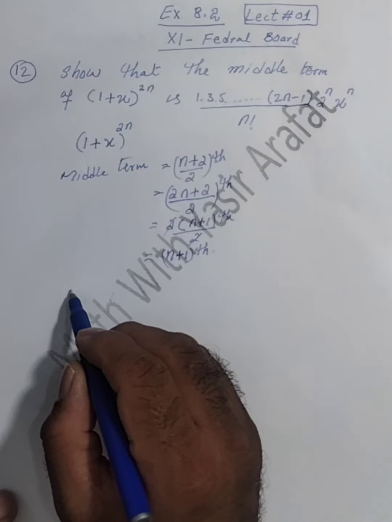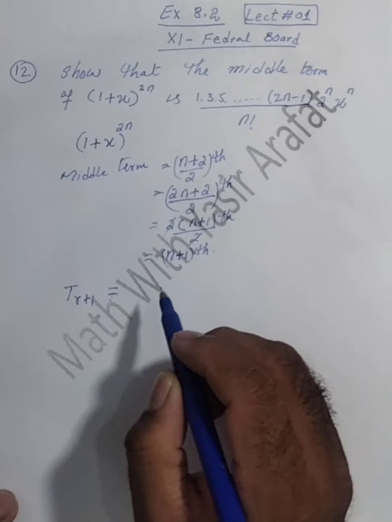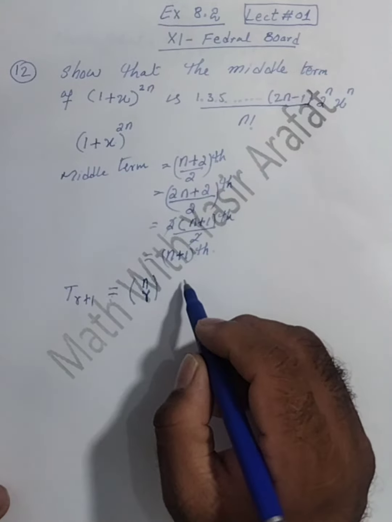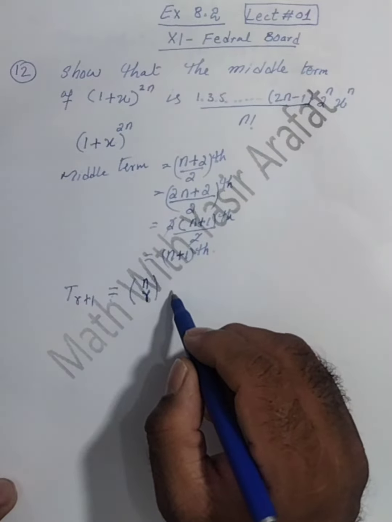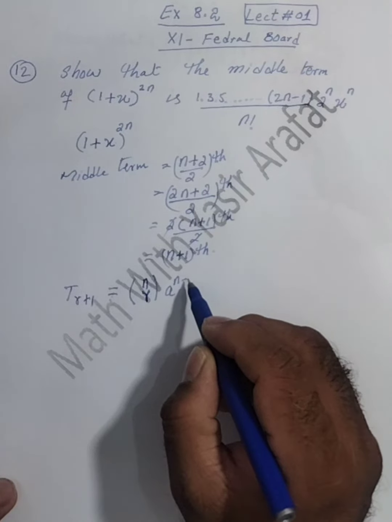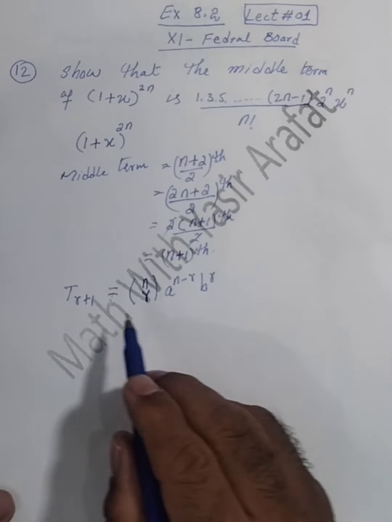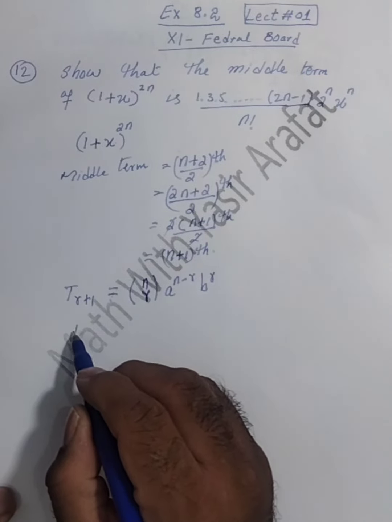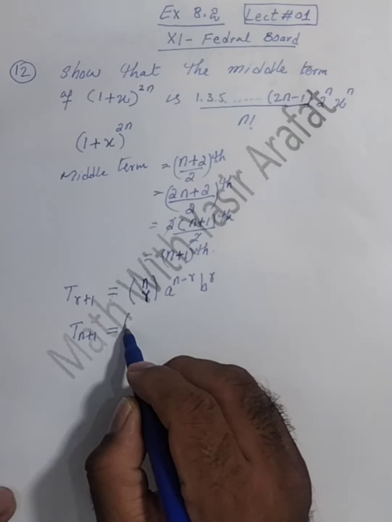So now we have to use the formula T(r plus 1) is equal to n combination r, a power n minus r, b power r. We are going to use this formula to find out the middle term for the even power here. This is the formula here. So what is the term here? We are going to find out the n plus 1th term here. So just we have to put the values here.